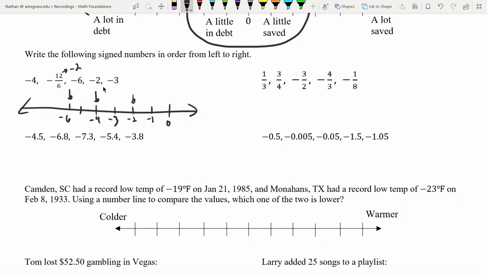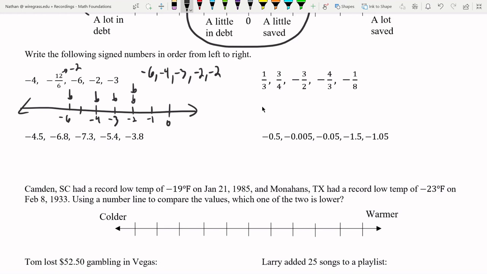Negative 2, well, that again we have right there, and then -3 is right here. So the least to greatest, that's ordered from left to right, is going to be least to greatest. The least one's going to be -6. Then it's going to be -4, -3, and finally we have two -2s. So I'm just going to put them both right next to each other.